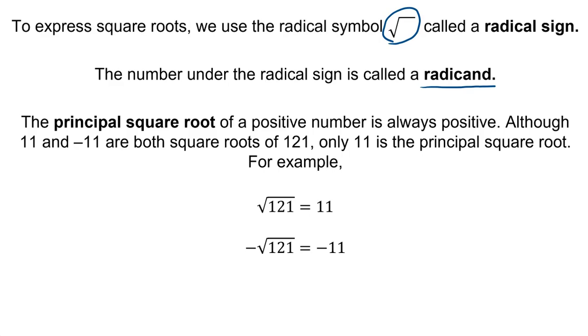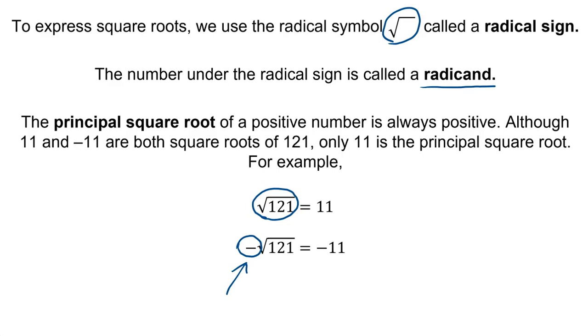So how do we notate that using math language? How do we know if we're only looking for the principal square root? If we see an expression like this, it means give me only the principal square root of 121, which would be positive 11. But if we see the square root notation with a minus sign out front, that means only give me the negative square root of the radicand. So in this example, we would be looking for the negative square root of 121, which would be negative 11.